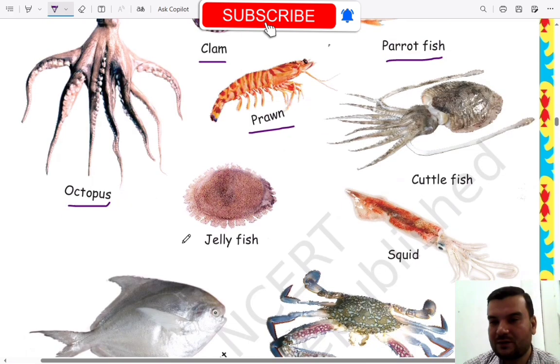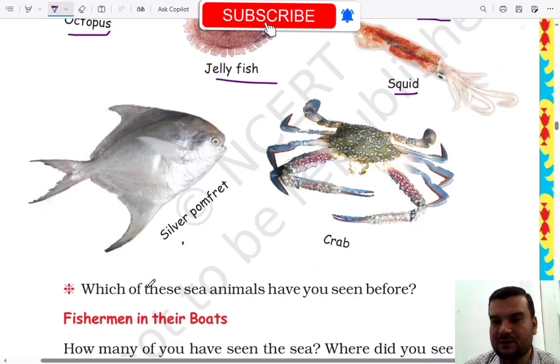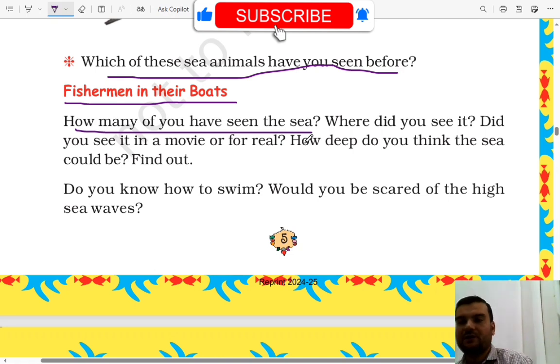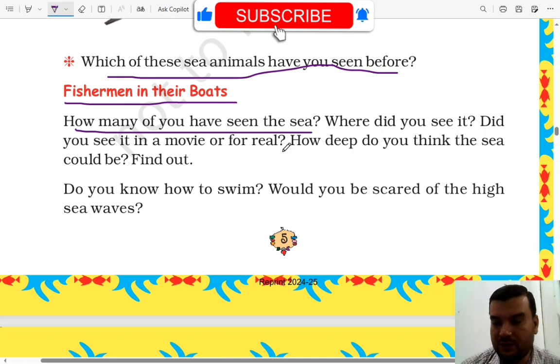Maybe you have seen or not seen these. Which of these sea animals have you seen before? He's asking which animal you have seen before. You can say so if you have seen fishermen in their boats. How many of you have seen the sea? Many of you, if you are in India, have been to Mumbai and Gujarat, to Kerala and so on. And if you are in America, many of you have gone to see the sea.